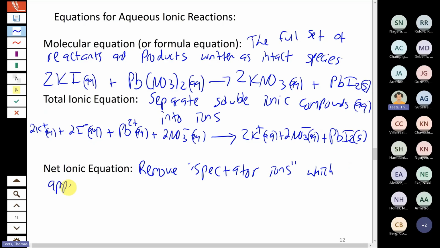So there's no net chemical reaction involving those, so we can basically cancel them out. So that's what a net ionic equation does. It removes spectator ions which appear on both sides of the equation.